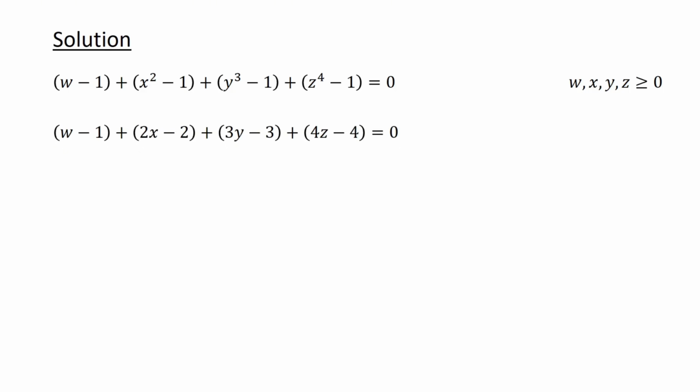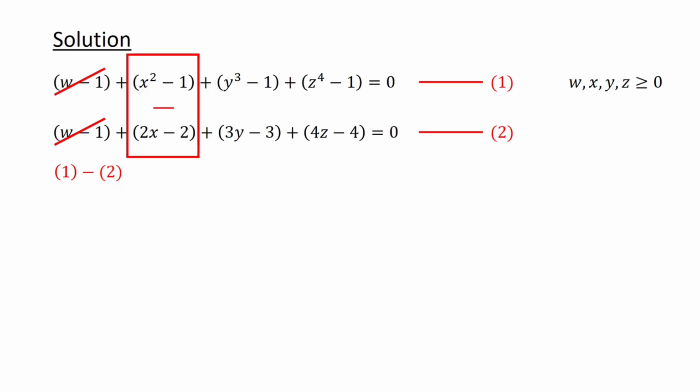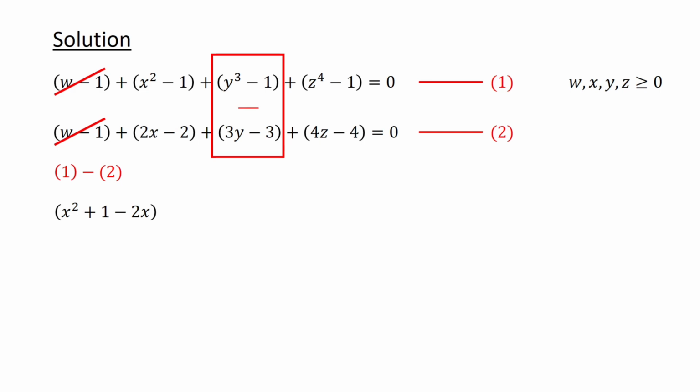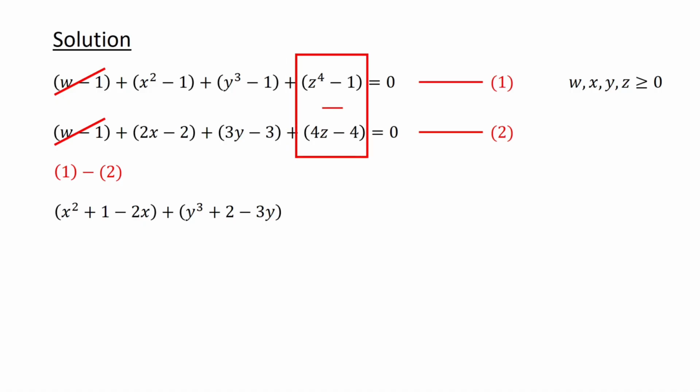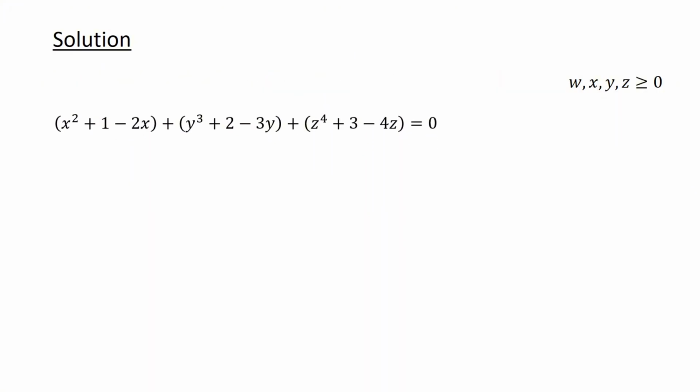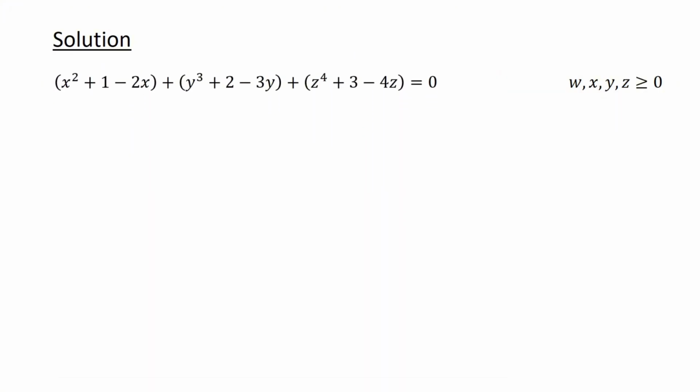Following this, we call the top equation equation 1 and the bottom equation equation 2. Then subtract equation 2 from equation 1. w − 1 cancels out, while (x² − 1) − (2x − 2) gives us x² + 1 − 2x. (y³ − 1) − (3y − 3) gives us y³ + 2 − 3y. And (z⁴ − 1) − (4z − 4) gives us z⁴ + 3 − 4z. Therefore, the variables x, y, and z satisfy this particular equation.